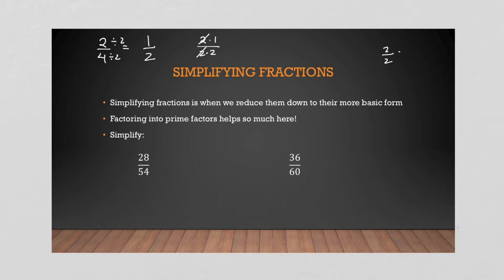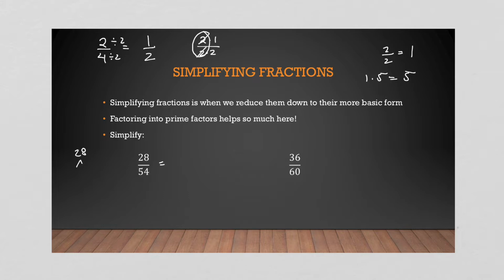Because 2 divided by 2 is 1, and 1 times anything is anything. So when we cancel something out, it equals 1, but we don't keep it there anymore because it's a 1. It's redundant. We don't need it. So that's what we're going to do here. We're looking for common factors, and this helps with your factor tree again.